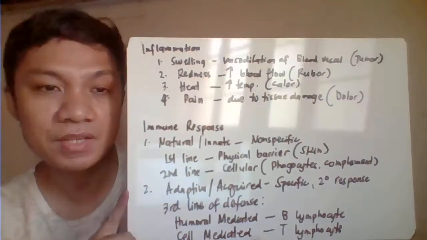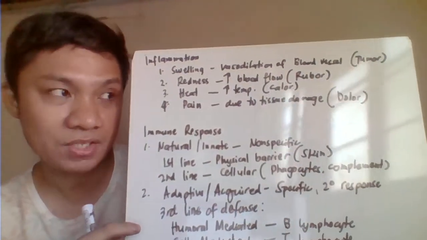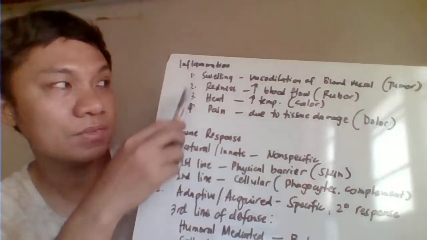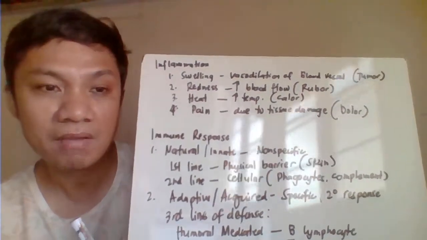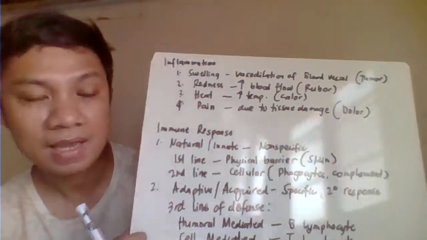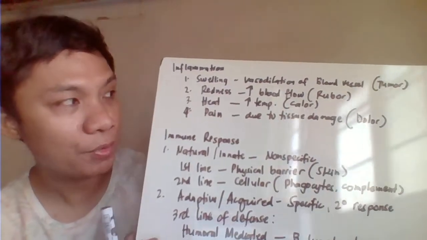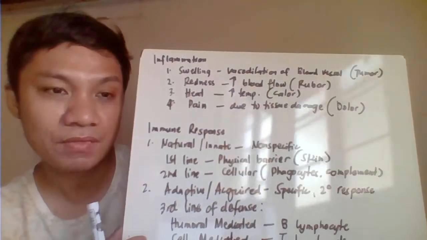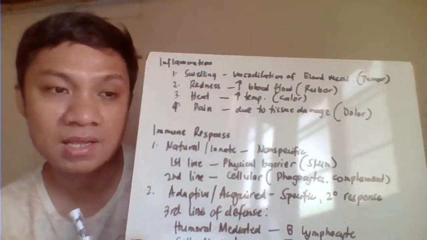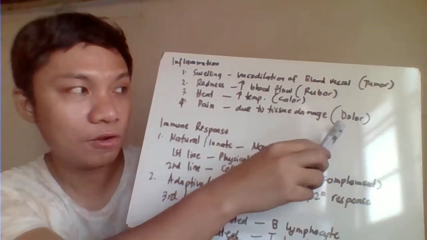Then we have the inflammation process, which is just our normal tissue response if you have an infection. So we have here the cardinal signs of inflammation. Swelling, characterized by vasodilation of your blood vessels, we call this tumor. Redness is the increased blood flow to the area, that's your rubor. Heat would be because of the increased temperature, that's your calor. And pain we have because of the increased pressure from your tissue damage, that's your dolor.